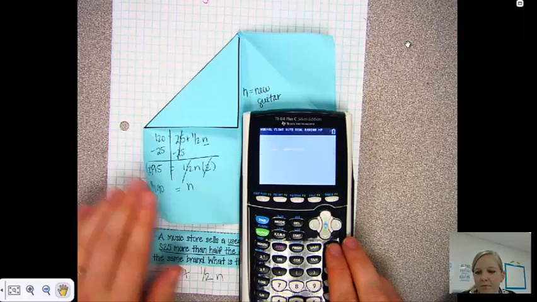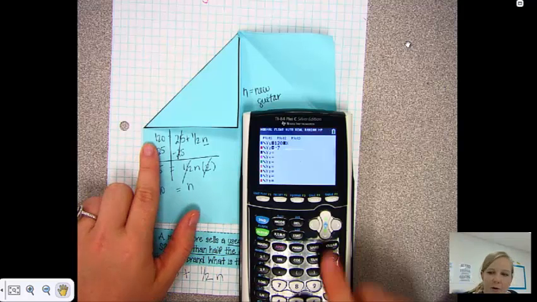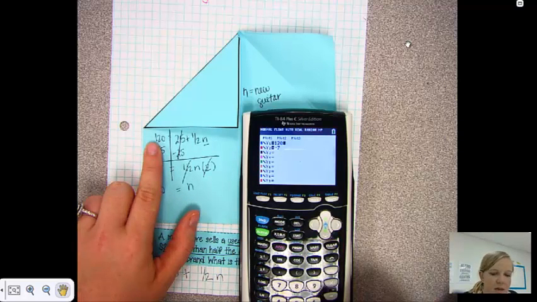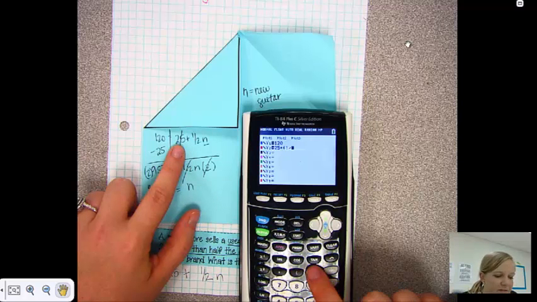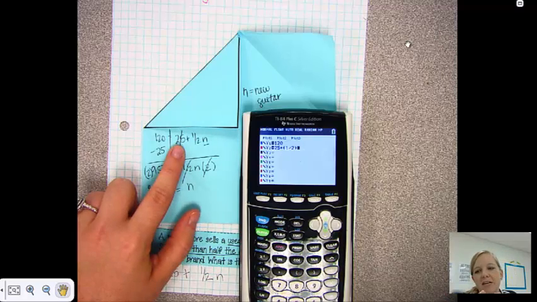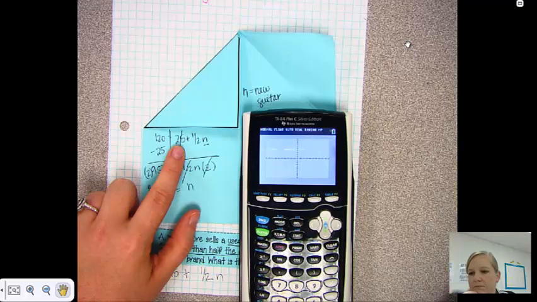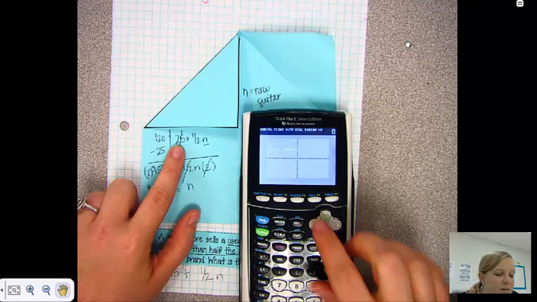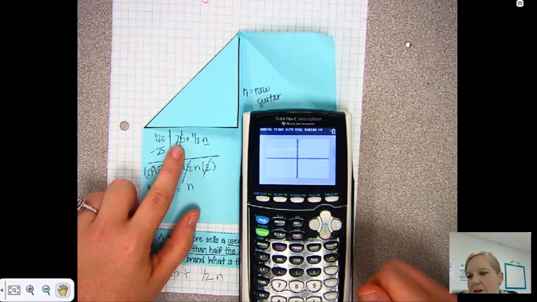Remember that the first thing we do is go to y equals. In y1 we type in the first part of the equation, which is 120. In y2 I type in the second part of the equation, which is 25 plus 1/2. I can do n in my calculator, but remember when we graph it's always going to be x. I'm going to graph those two. Okay, I can't see anything, so I'm going to zoom out. Oh, there's a line.